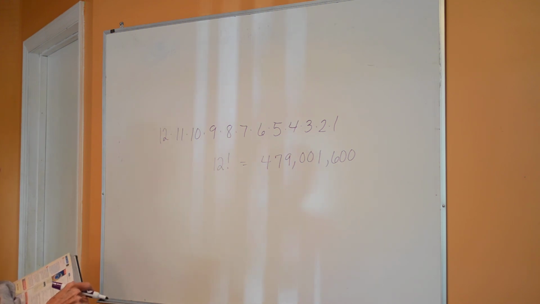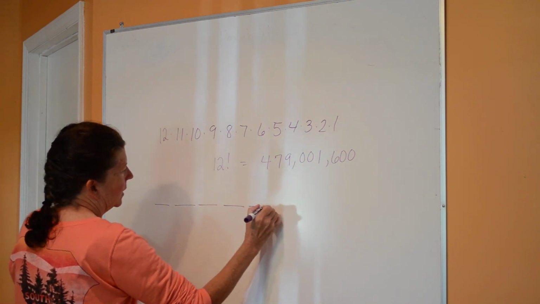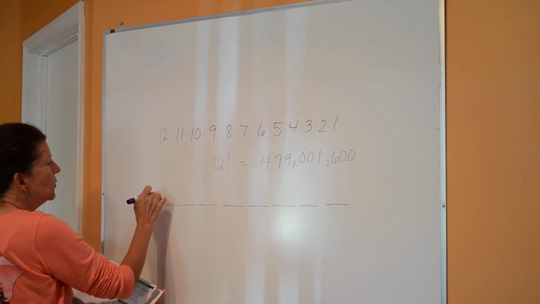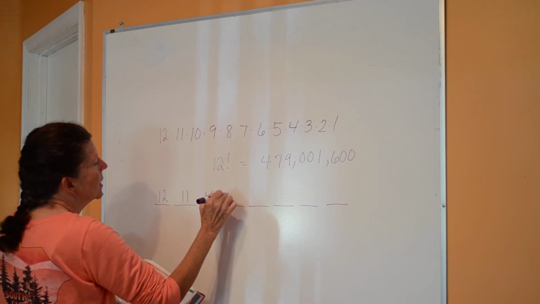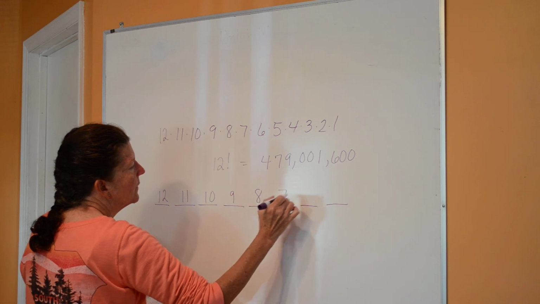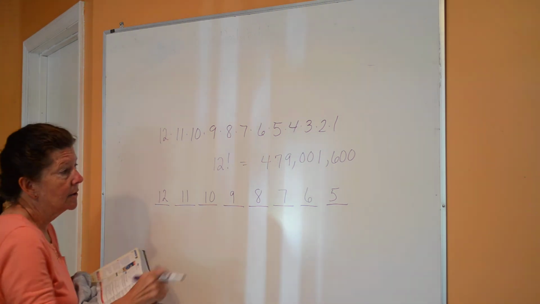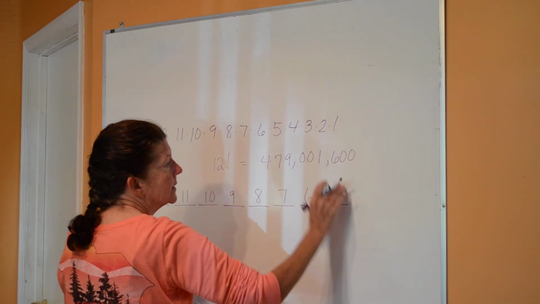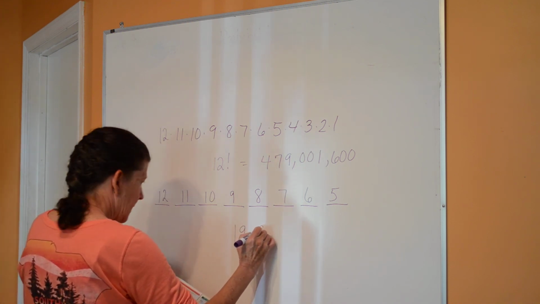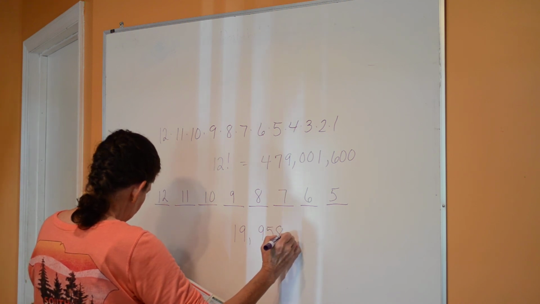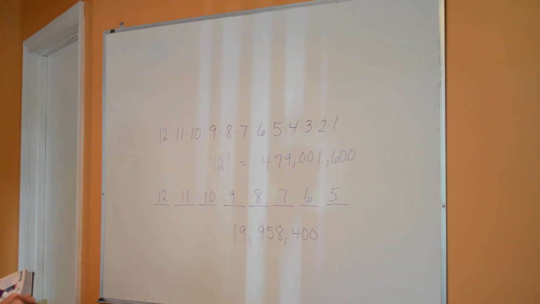But let's say I changed the problem and I said, if they only have time to ride 8 rides, then how many different ways can they do it? Well, here are my 8 rides. So I still have 12 choices for my first ride. Once I've ridden that one, now I'm down to 11 choices, 10 choices, 9 choices, 8 choices, 7 choices, 6 choices, and 5 choices, because I'm only riding 8. So this part right here is not included in that. And then it changes to 19,958,400.